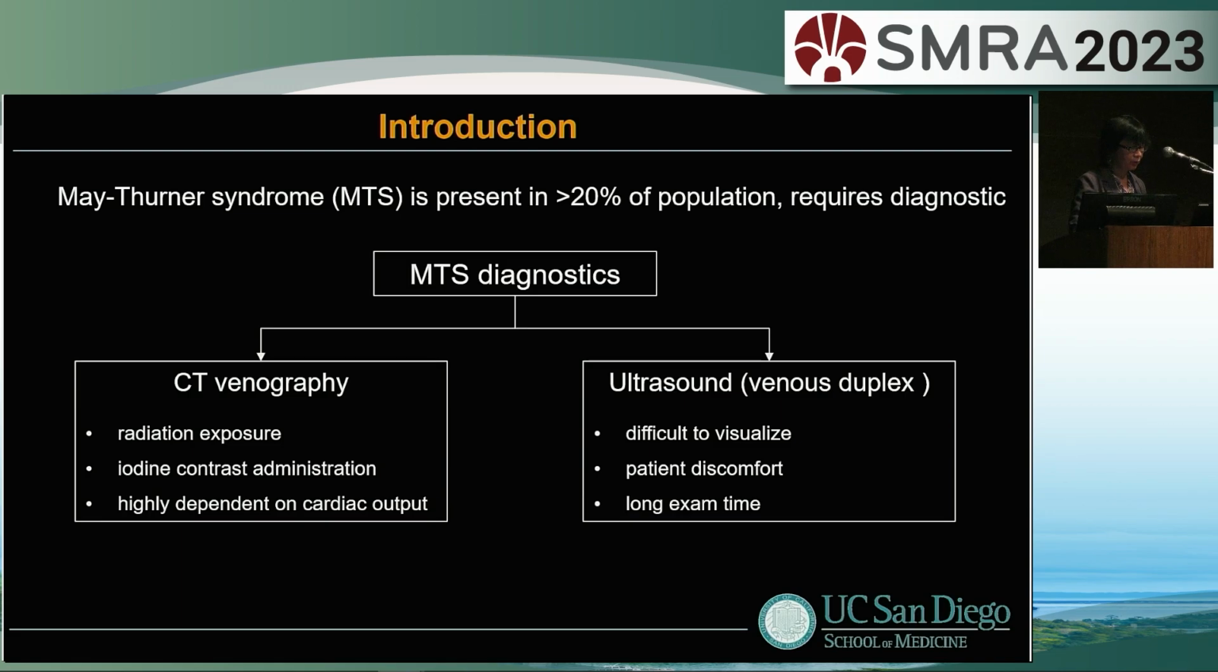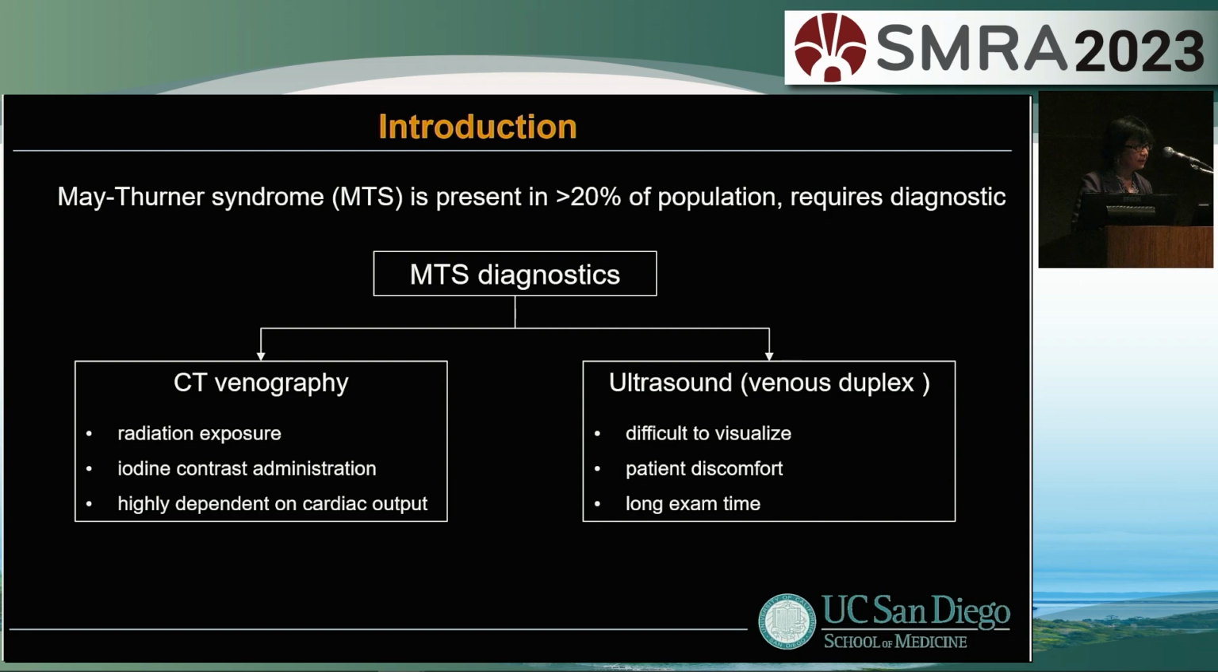Typically, evaluation of patients with May-Turner syndrome comprises a CT venogram and venous duplex ultrasound. However, both methods have their limitations, such as the results of CT venogram being highly dependent on cardiac output, size of the venous line, concentration of contrast agent, and especially in the abdominal region.